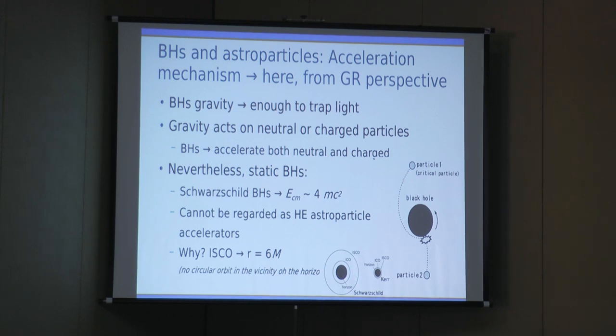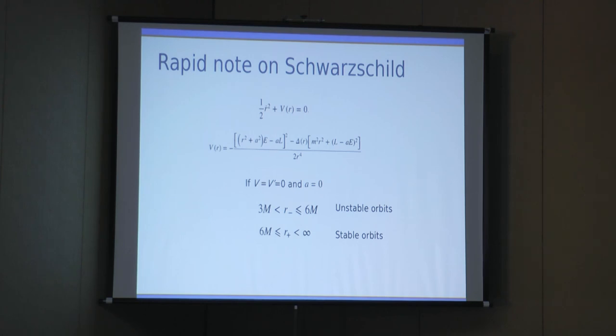Well, just a quick note on Schwarzschild. If you want to find where the ISCO is located, imagine a particle that comes from infinity. Then solve the energy equation, kinetic term and effective potential. When you set V equal to zero and the derivative of V equal to zero, for a Schwarzschild black hole, or a black hole without spin, you will see that the unstable orbits are located between 3M and 6M, and the stable orbits are greater than 6M. And then 6M is the last stable orbit.